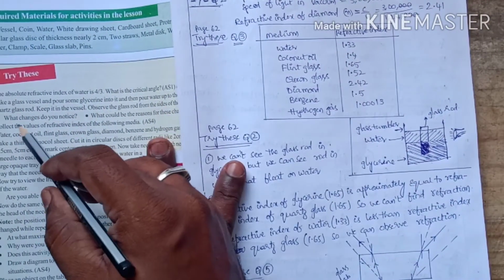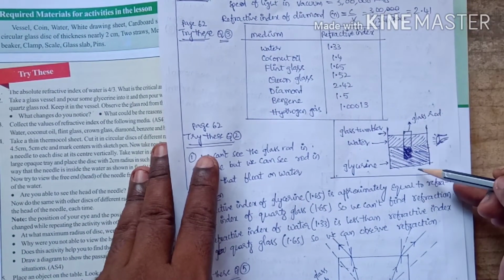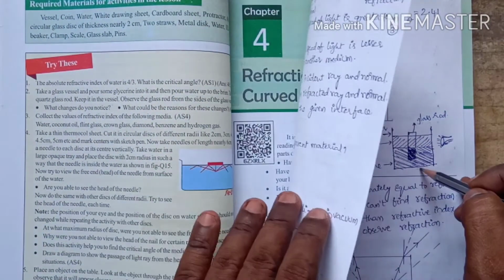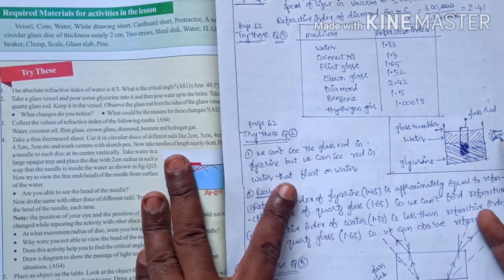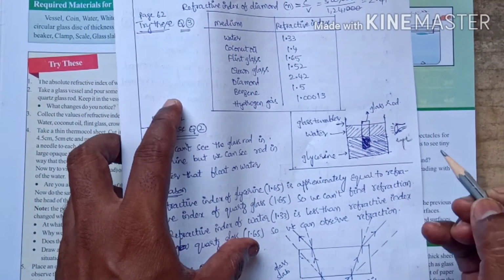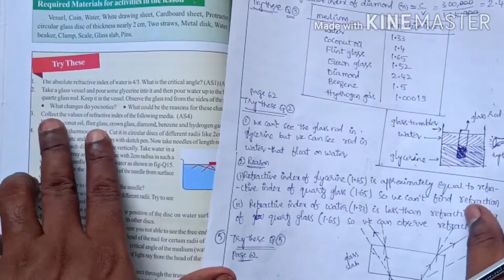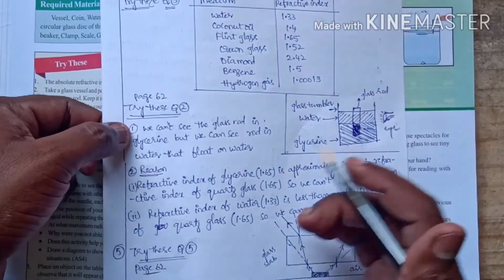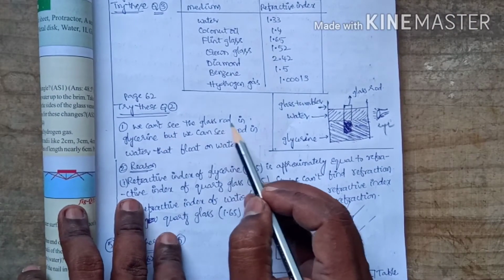Now take a quartz glass rod. Keep the glass rod in the vessel, that is, into this. So we inserted the quartz glass rod into the water and then introduced it into the glycerin. Now observe the glass rod from the sides of the glass vessel. Of course, this is the general representation of the eye. Now we are observing from the outside, from the sides. First question: what changes do you notice? What is the answer? We can't see the glass rod in the glycerin.